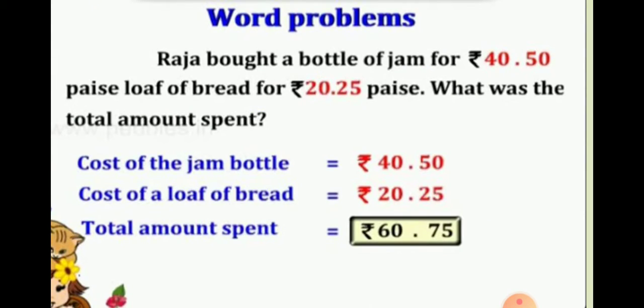Let us have a look at a word problem. Raja bought a bottle of jam for rupees 40.50 paise, and a loaf of bread for rupees 20.25 paise. What was the total amount spent? You can write your statement as follows. Cost of the jam bottle is rupees 40.50. Cost of a loaf of bread is rupees 20.25. You can see we have written paise below paise and rupees below rupees.